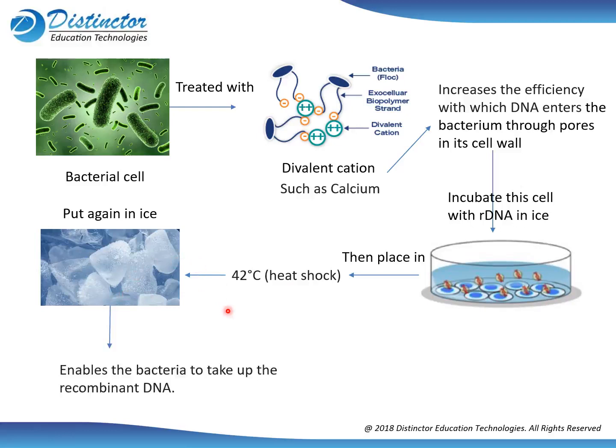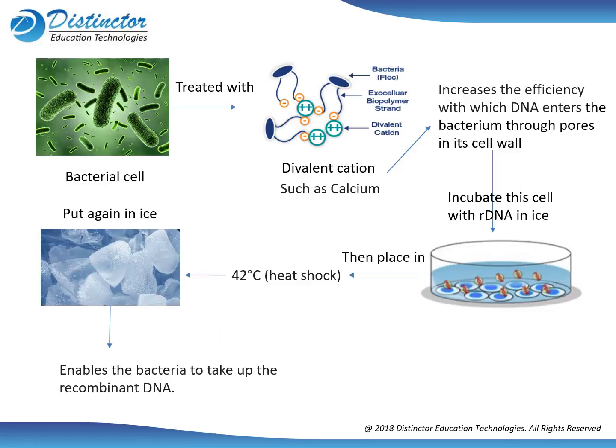So this enables the bacteria to take up the recombinant DNA. When we place it on ice in a particular medium along with calcium, we then go for a heat shock. At that time the plasmid is taken inside. Then when we put it back on ice, they reform their cell membrane so that the cell can become a host cell.